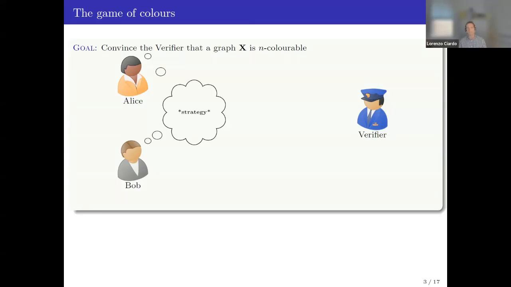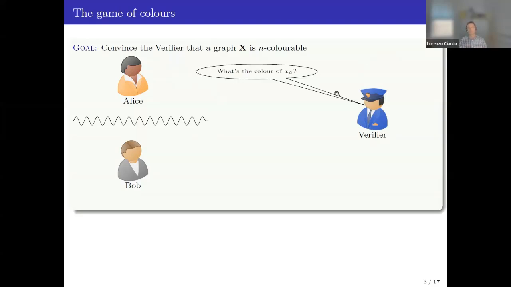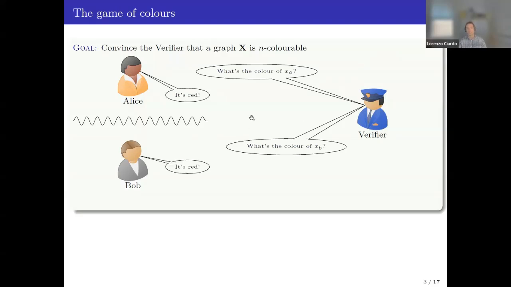Okay, so first Alice and Bob strategize. They think about some strategy, and then when the game starts, Alice and Bob are separated. They cannot communicate anymore. The verifier asks a question to Alice: what's the color of a vertex XA? And Alice replies, for example, with red. Then the verifier asks Bob a question. So what's the color of XB? And Bob replies with maybe red again.